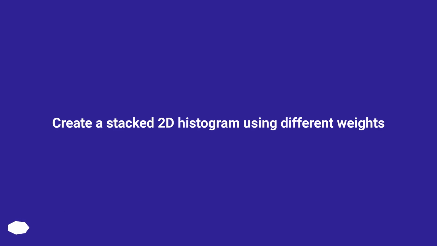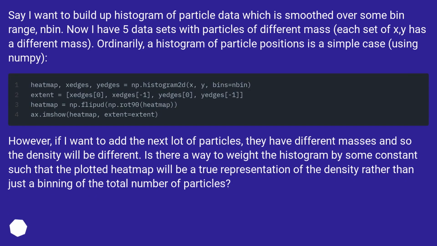Create a stacked 2D histogram using different weights. Say I want to build up a histogram of particle data which is smoothed over some bin range. Now I have 5 datasets with particles of different mass. Each set of x, y has a different mass. Ordinarily, a histogram of particle positions is a simple case, using numpy.